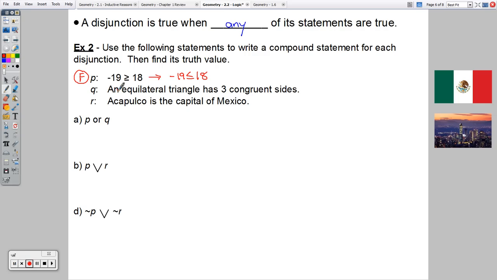So statement Q, an equilateral triangle has 3 congruent sides. Yep, that's what makes it equilateral. That's a true statement. And R, Acapulco is the capital of Mexico. My Mexican friends are yelling at me saying, no, it's Mexico City. And that is correct. So it's Mexico City.